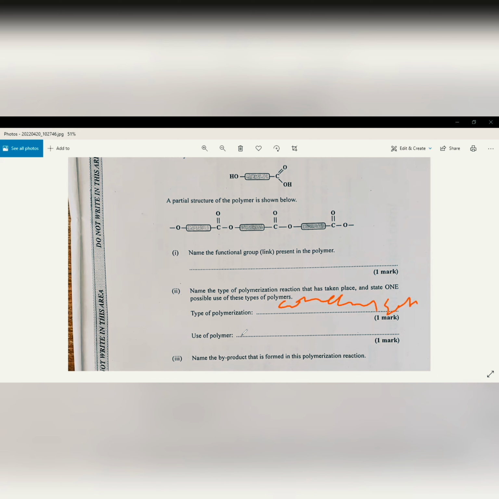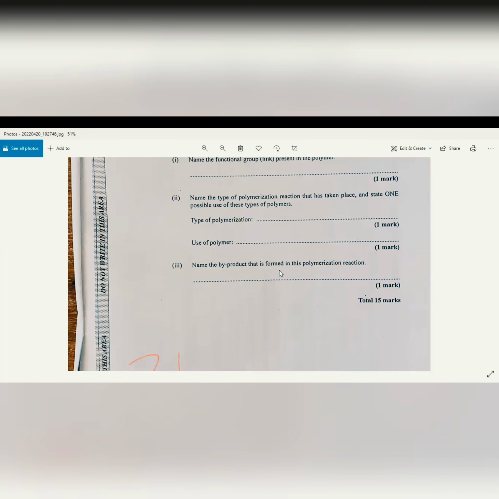And what are these things used for? Esters are usually used for perfumes. You could actually get perfumes or aromatics, those sort of things, smelly things, not smelly as in bad, but smelly as in sweet smelling things. Okay, so that's a use of the polymer. So we'll clear drawings there so we can get some space. Name the byproduct that is formed in this polymerization reaction.